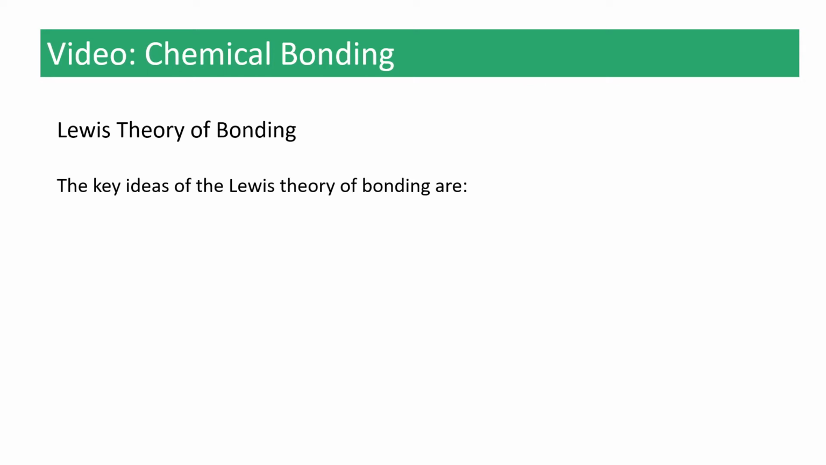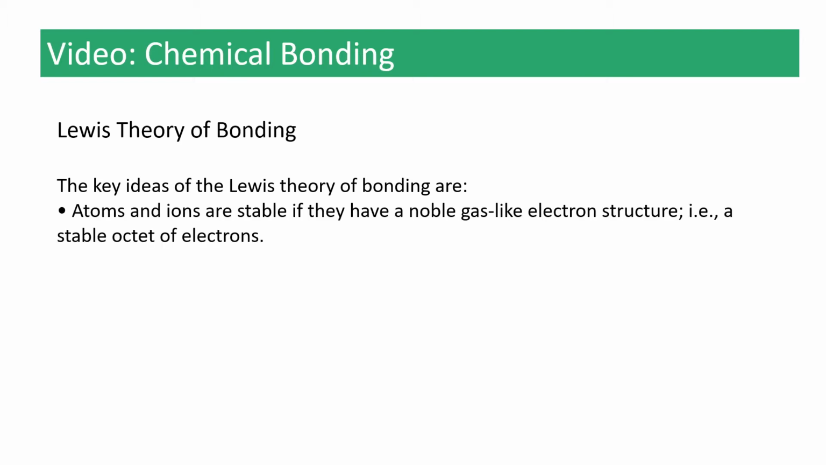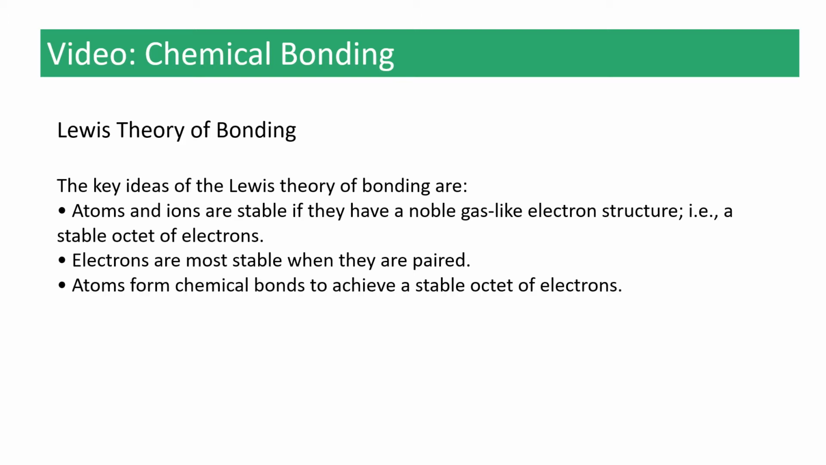The key ideas of the Lewis theory of bonding are: atoms and ions are stable if they have a noble gas-like electron structure, i.e., a stable octet of electrons. Electrons are most stable when they are paired. Atoms form chemical bonds to achieve a stable octet of electrons.